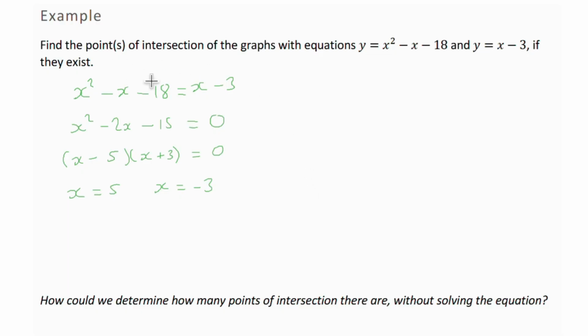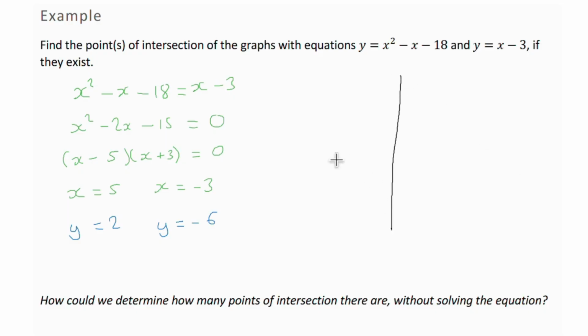But we're trying to find the coordinates, not just the x values, so we now need to work out the y values for each of these. We do that by substituting back into either of these equations. The easiest one in this case is the linear one. y equals x minus 3, so y is equal to 5 minus 3, which is 2. And in this case, y is equal to minus 3, which is minus 6.